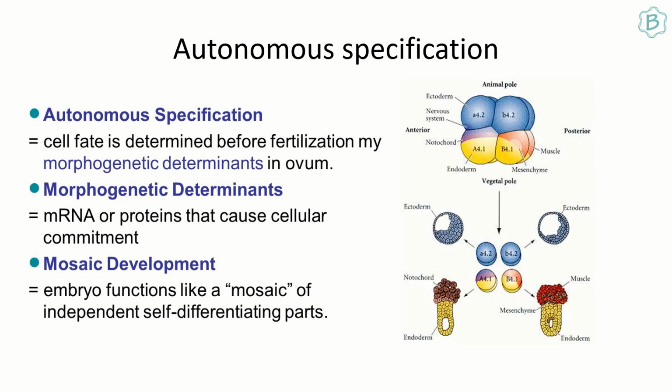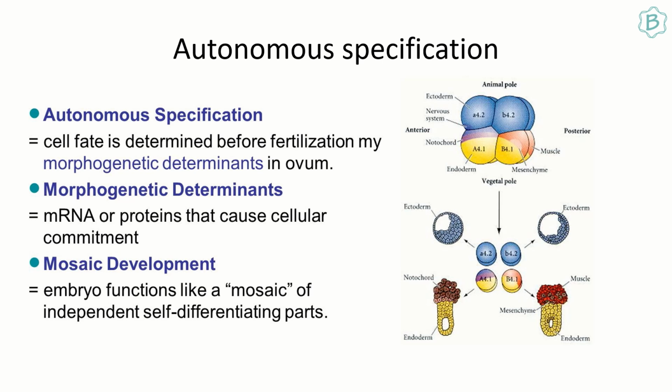Here, the animal pole is there. There are different types of cells that are forming, showing the position. A4.2 is forming ectoderm. B4.1, the posterior part, is forming mesenchyme and muscle. So here, an ectoderm cell is there. They divided into A4.2 and B4.2. So now this A4.2 and B4.2 will still form ectoderm separately also. Their fate is determined. It will not change.